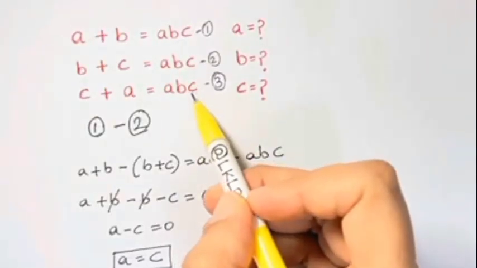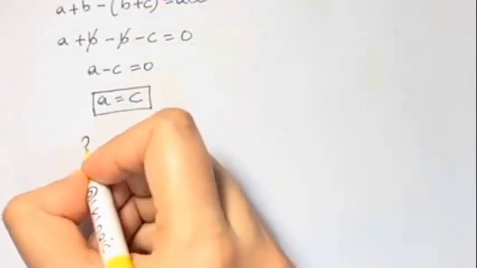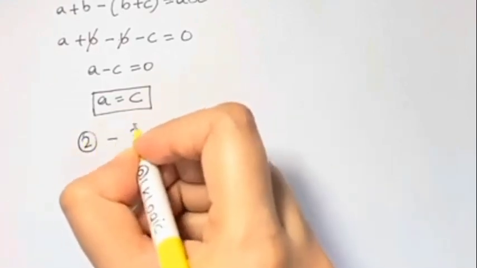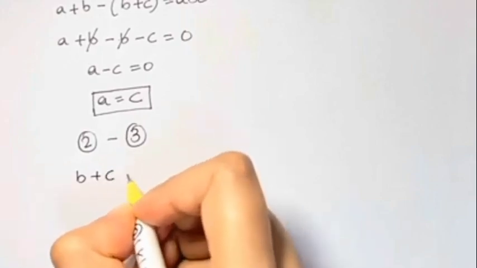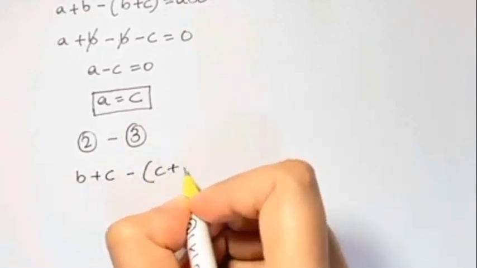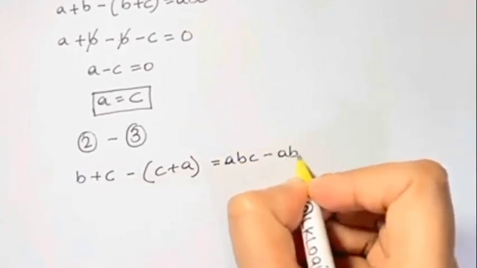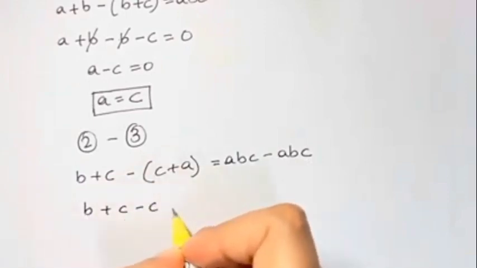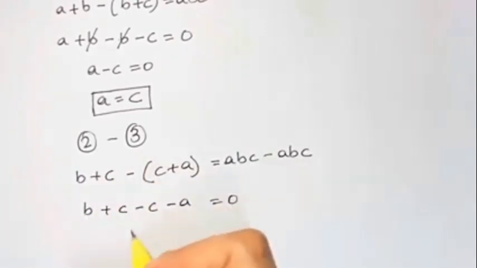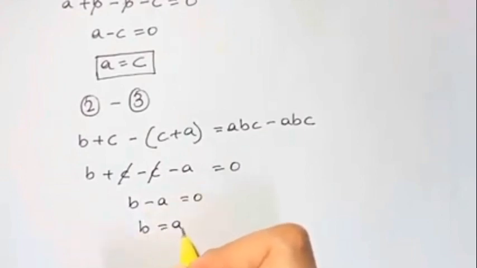Now let's subtract equation 3 from equation 2. So when we subtract 2 minus 3, what do we get? We have the second equation as b + c minus the third one, c + a, is equal to abc minus abc. So what can you conclude from this? b + c - c - a is equal to 0. c gets cancelled, so b - a is equal to 0. Therefore we have b is equal to a.